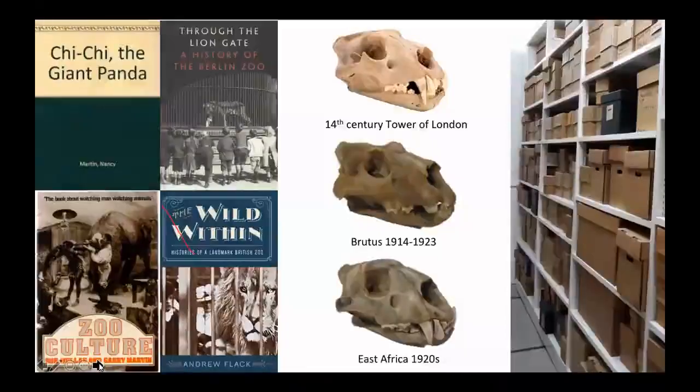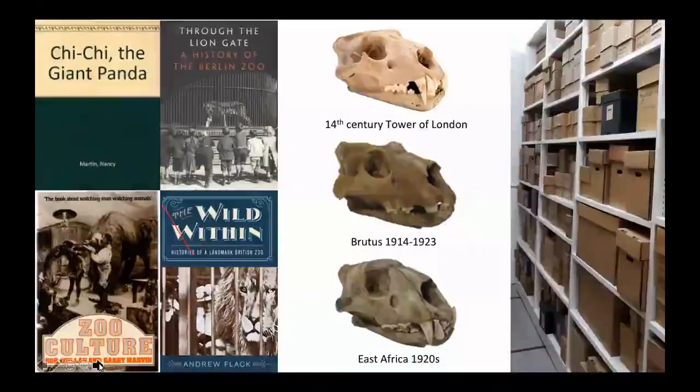So what we want to do is bring about a transformation in knowledge sharing by bringing together different perspectives to improve zoo animal health and well-being. Now, there are a few in-depth studies of particular celebrity animals, such as Chi-Chi the giant panda at London Zoo, but most zoo histories and anthropologies are focused on the human experience.